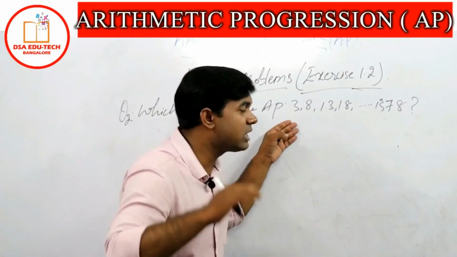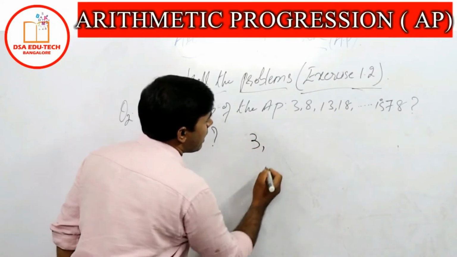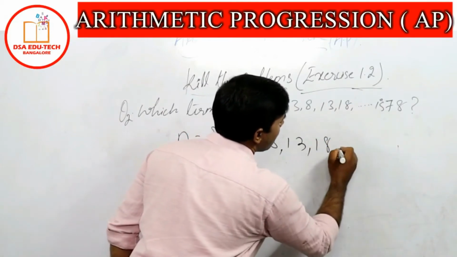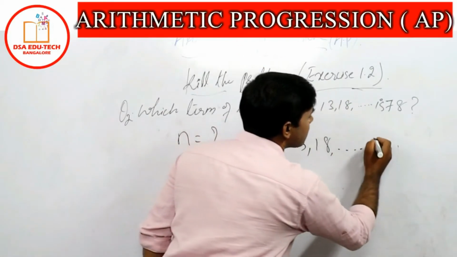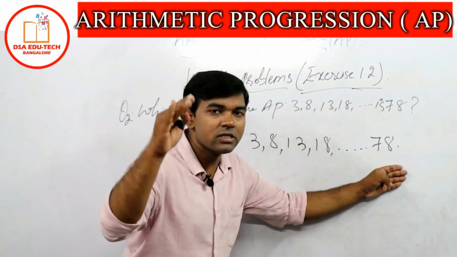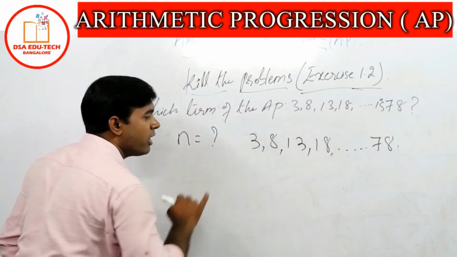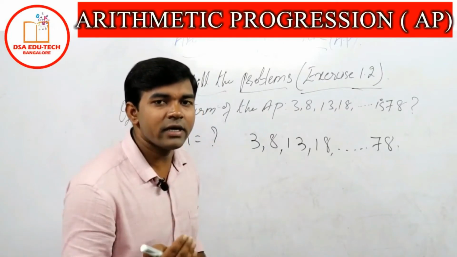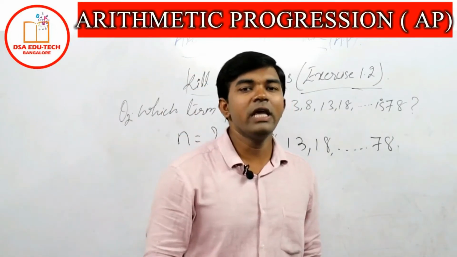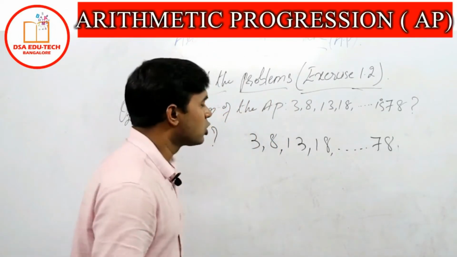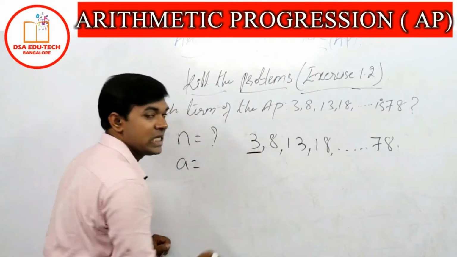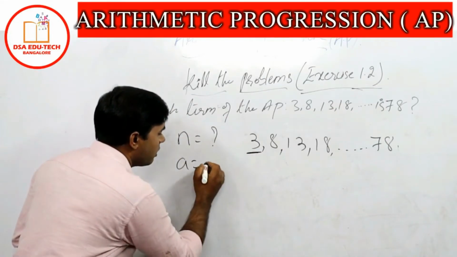What is the given AP series they have given? They have given us 3, 8, 13, 18, and so on. And the last term, or the nth term, is 78. So from the given AP, we will extract the details that we want. What all do we want? We want the value of A, the value of D, and the value of an, right? So what is the value of A? Anybody? Yes, the value of A is 3, the first term.